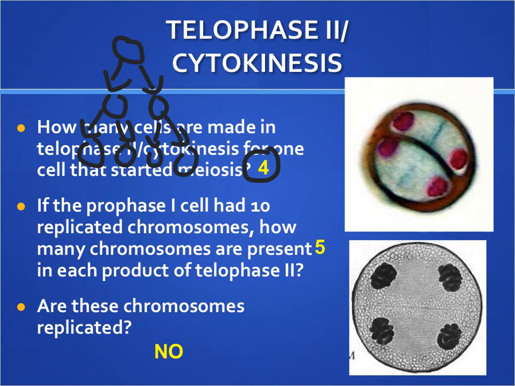So if in prophase 1 the cell had 10 replicated chromosomes, how many chromosomes are present now? Well, we're going to have half the amount of DNA because now we have haploid cells. So we'll have 5 unreplicated chromosomes. We started with 10 replicated chromosomes. After meiosis 1, we had 5 replicated chromosomes, and now we have 5 unreplicated chromosomes in each cell.